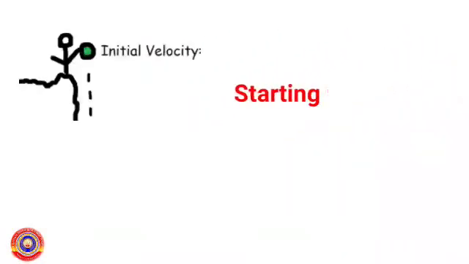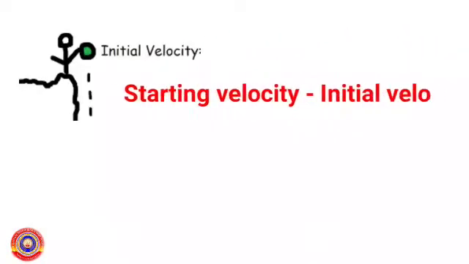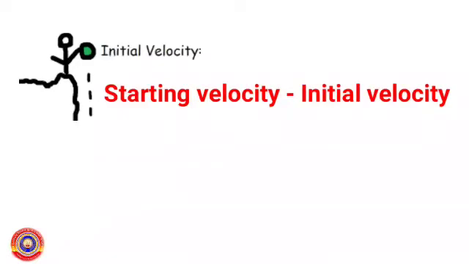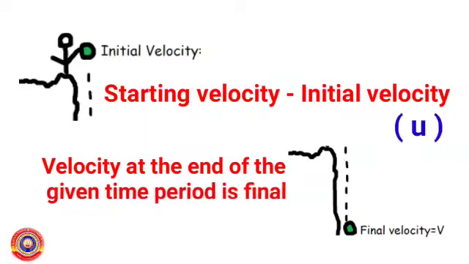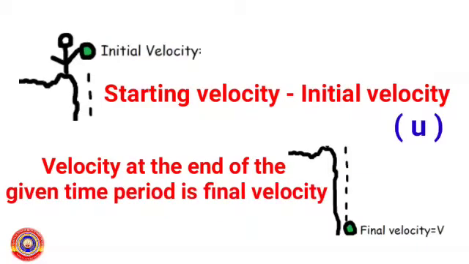One point to remember: the starting or beginning velocity is the initial velocity, and it is denoted by u. The velocity which the body has at the end of the given time period is the final velocity, and it is denoted by v.